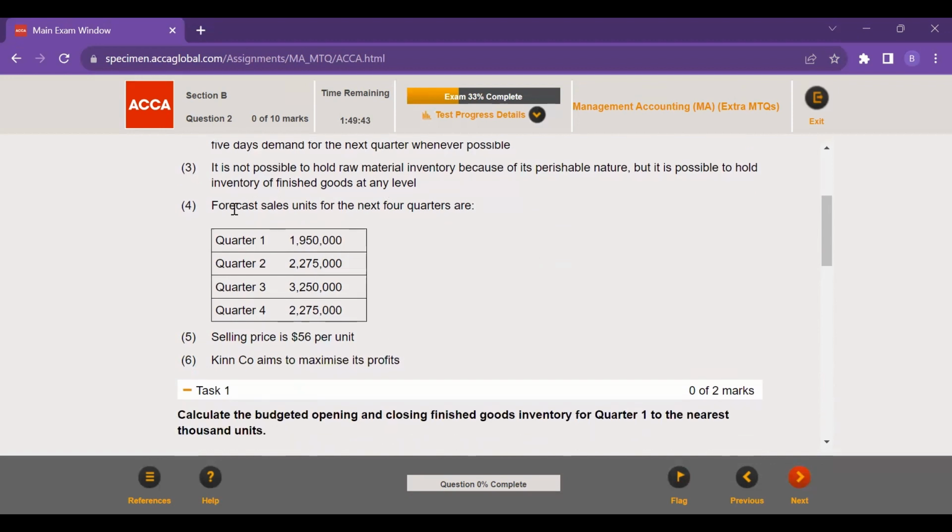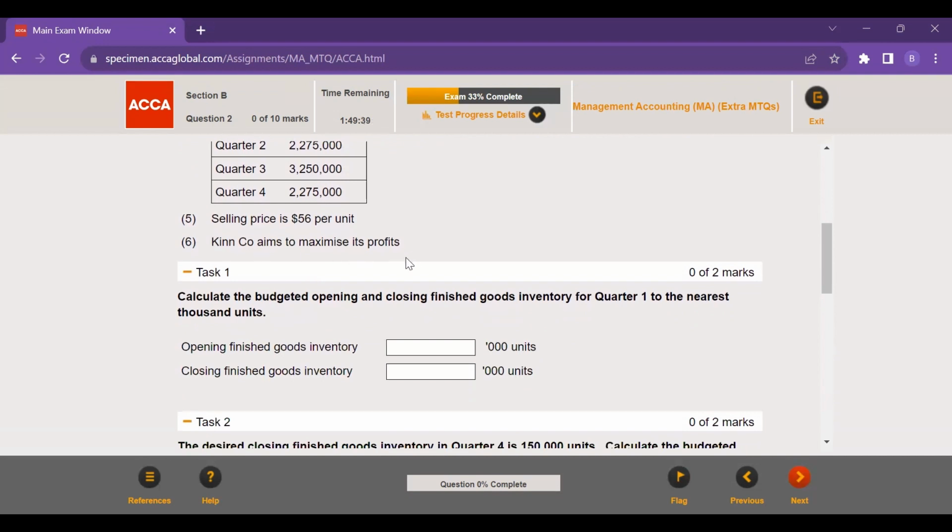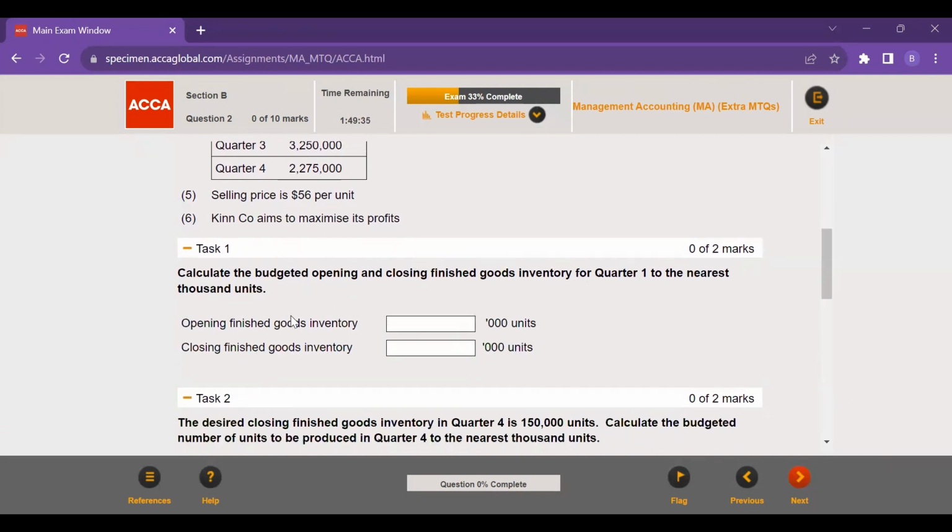Okay, so these are the forecast sales that we have been given, and then the selling price, and Kin Company aims to maximize its profits. So the first task that we have over here is to calculate the budgeted opening and closing finished goods inventory for quarter 1 to the nearest 1,000 units. So first of all, let's work out our opening finished goods inventory. Please be very careful over here. It is already given in 1,000 units.